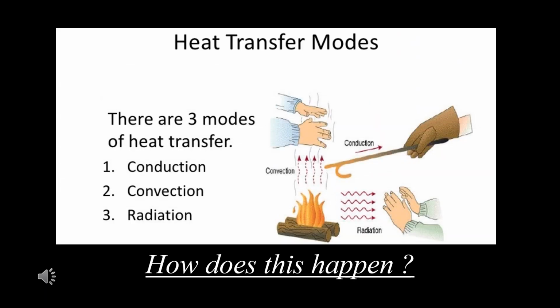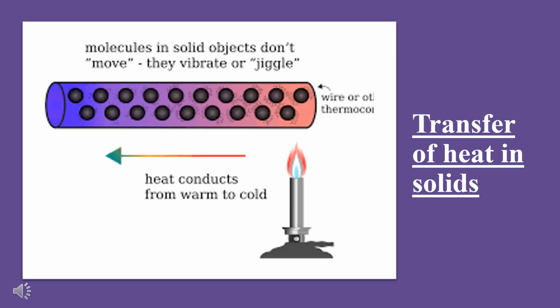So just now we saw that heat flows from one particle to another, or from one body to another. So let us see what the different modes of transfer of heat are. We have three modes, that is conduction, convection and radiation. We will see each mode of transfer of heat, but before that let us see how heat is transferred in solids.